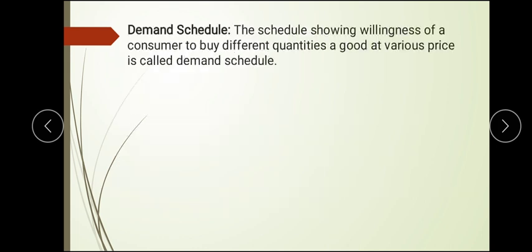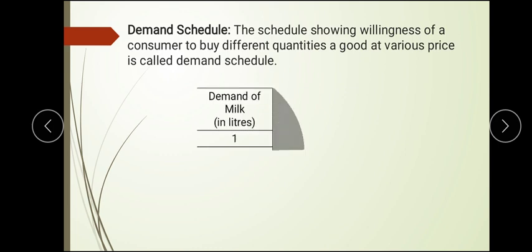Now let's see how it works. First, we have to make a demand schedule. As we have seen, in economics we study the law of demand in a descriptive manner, and then we need a table. The table is called the demand schedule. The schedule shows the willingness of a consumer to buy, that is demand, of different quantities of one particular good at various prices. That is called the demand schedule, or we can say it is a table showing the quantity demanded at different prices. In short, we can also write this.